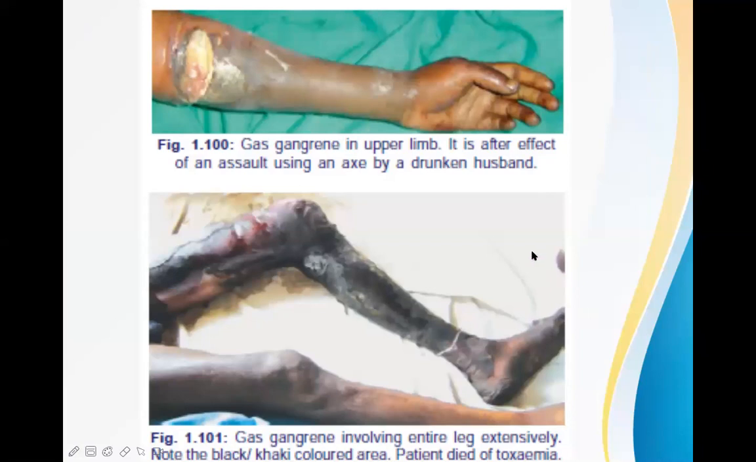Now let's see some other pictures here. This is gas gangrene in the upper limb. This picture is showing gas gangrene in the upper limb. See there, it is after the effect of an assault using an axe by a drunkard husband. So there is an attack by the husband on the wife, and probably this type of disease has happened. Another one, this is a very bad or very advanced type of appearance, gas gangrene involving the entire leg very extensively.